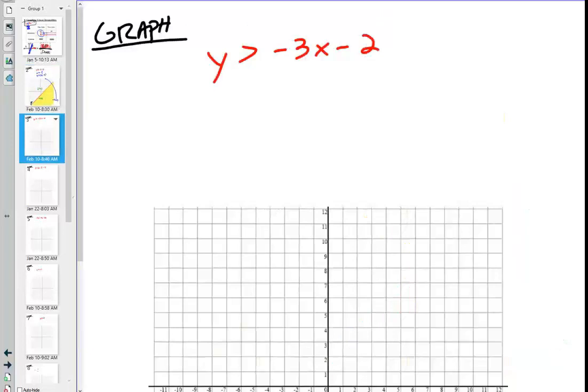Ariana, y is by itself. What's the slope here? We'll write it as a fraction to help us graph. And Caleb, what's the y-intercept? -2. Yeah, I'll give you guys a head start. I'll give you like a 45-second head start. Let's see if you can graph.